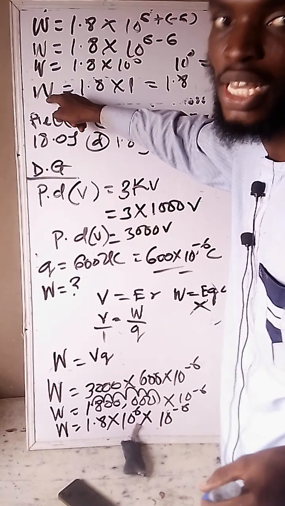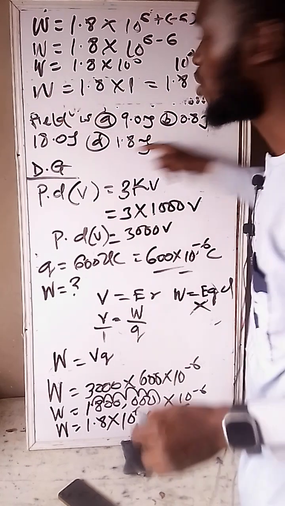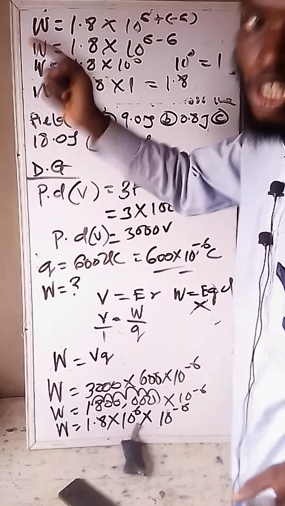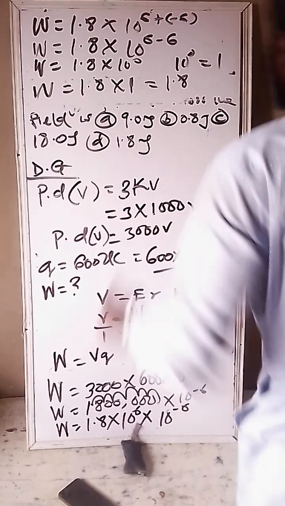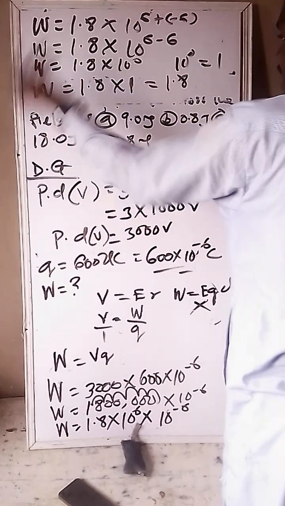In physics, SI unit matters a lot. Even if you see the options, and one has 1.8 without the SI unit and another has 1.8 with the SI unit, you go for the one that has the SI unit. It will be work done. It is energy. It is joule.